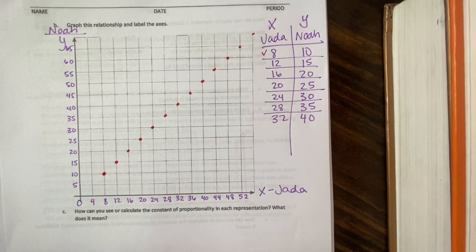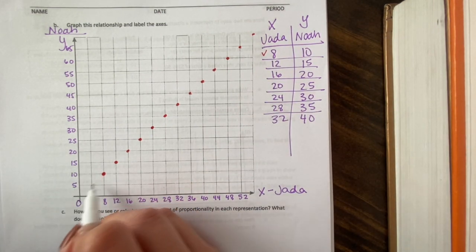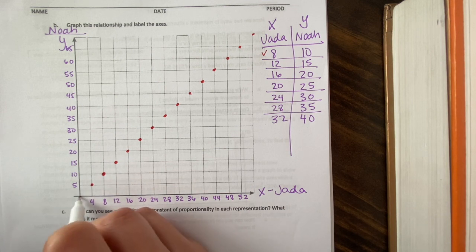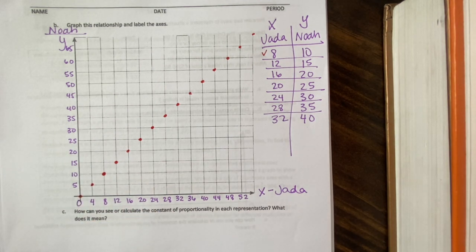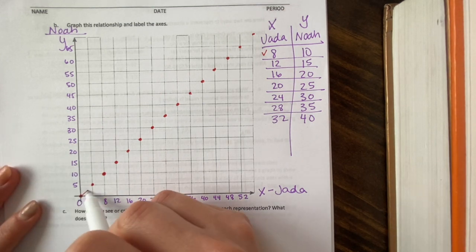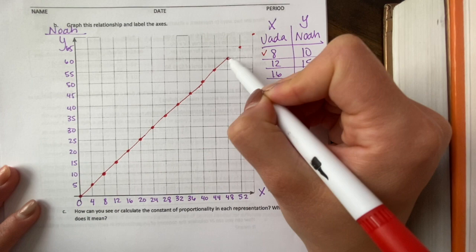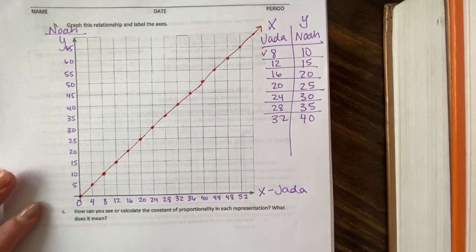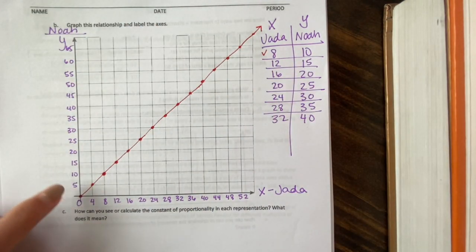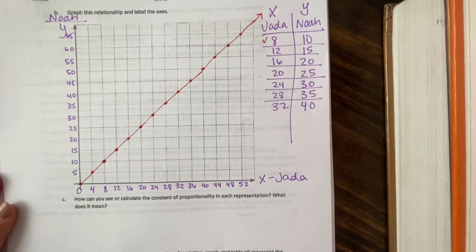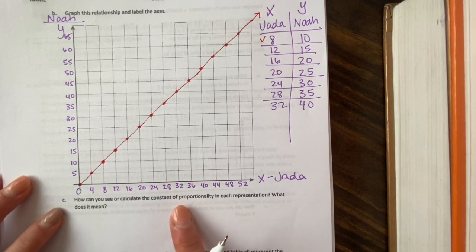Okay. If they took half the distance, then you know it would be 4 and 5, and they start at 0 and 0. So you have a straight proportional relationship because proportional, remember, means a straight line going through 0. Okay, so how can you calculate the constant of proportionality in each representation?